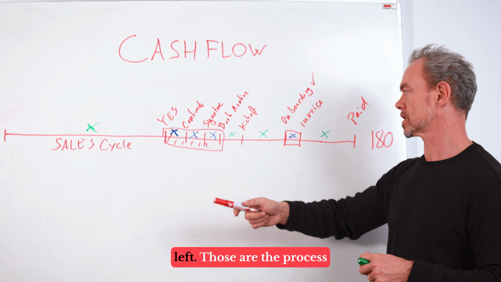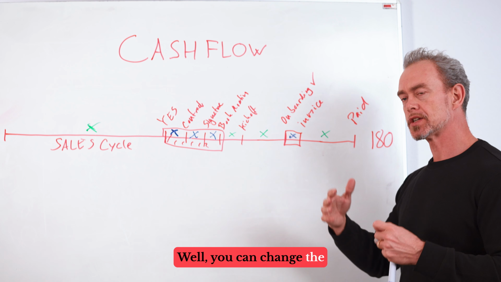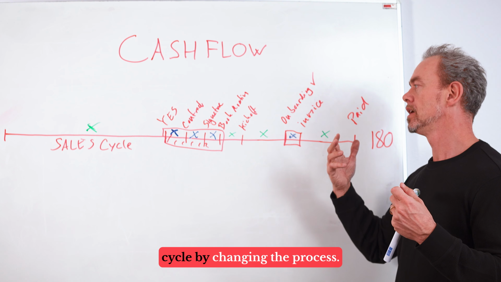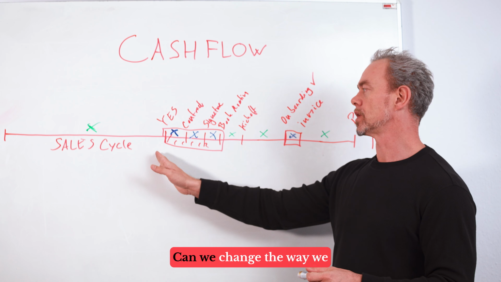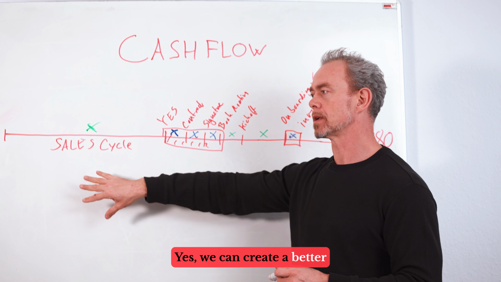Now we have the green ones left. Those are the process time. What can we do there? Well, you can change the process. You reduce process time in your cash flow cycle by changing the process. Can we change the way we do sales to speed it up? Yes, we can create a better sales cycle.